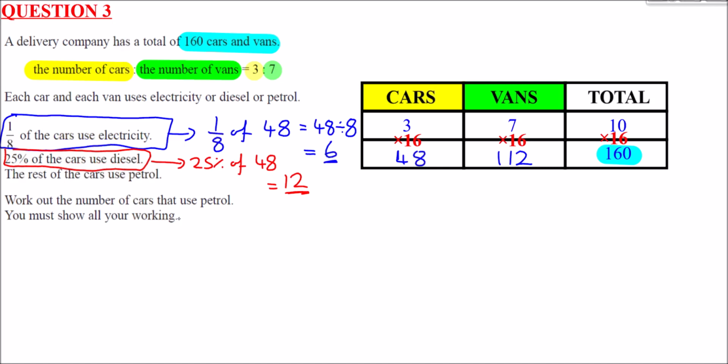So how many cars use petrol? Well, there's 48 cars in total. 12 use diesel and 6 are electric. So 12 plus 6 is 18. So 48 minus those 18 must be the rest of them that use petrol. And 48 take away 18 is, of course, 30. And that's our final answer.